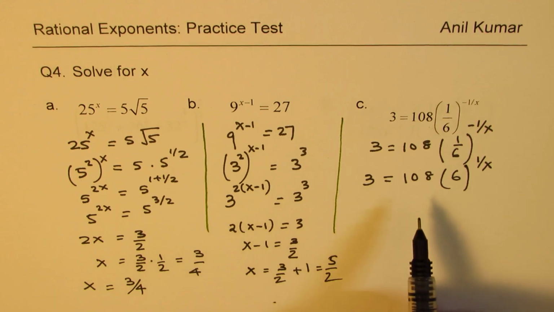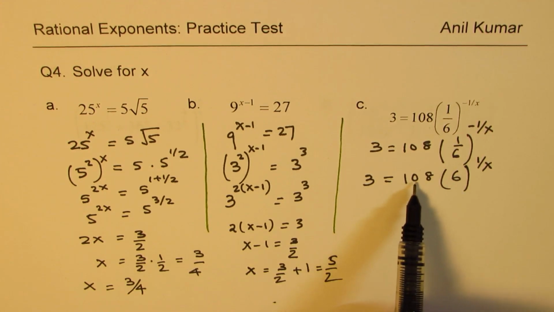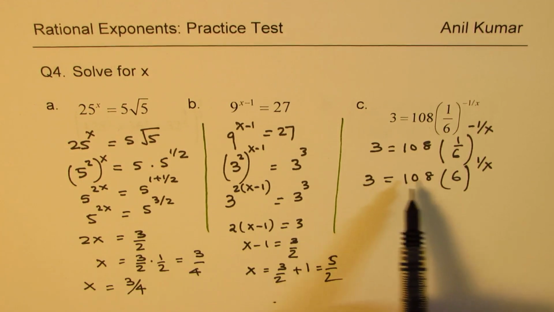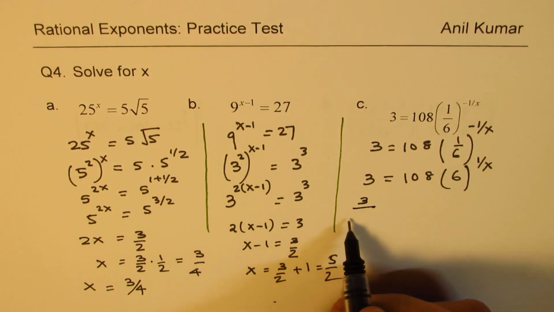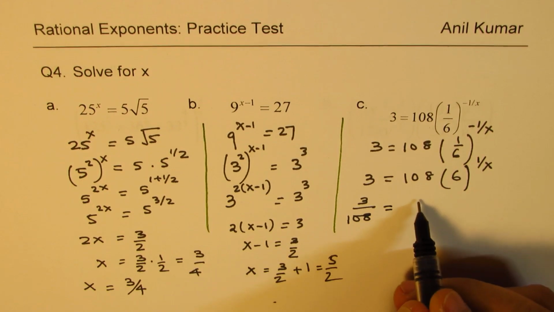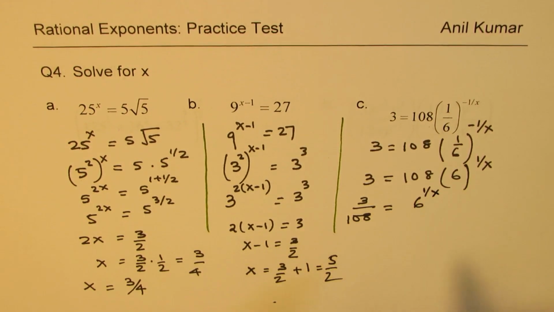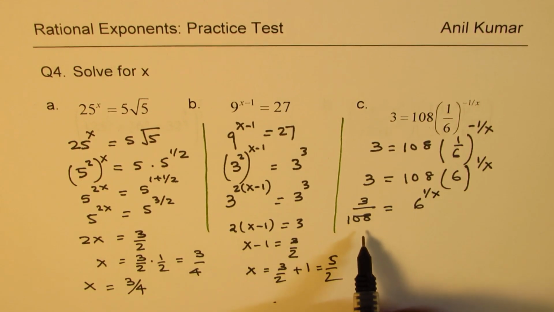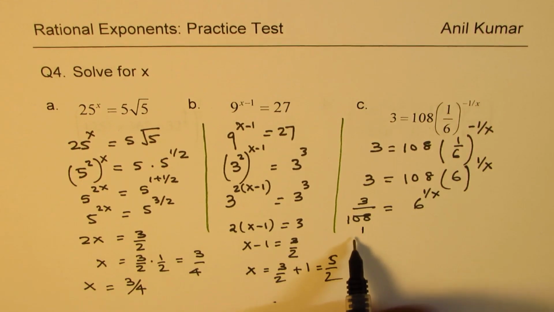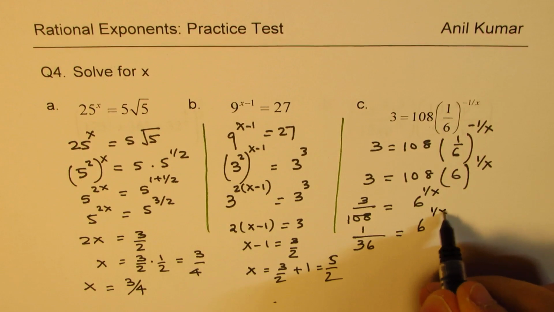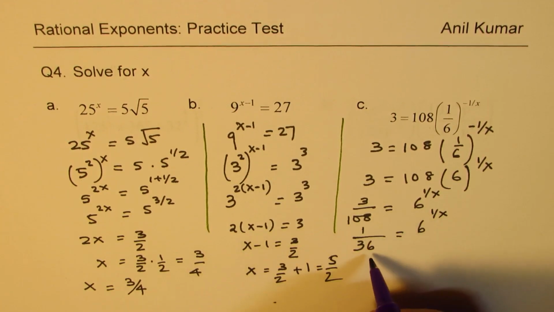Okay. Now what I'm going to do here is divide 3 by 108. So we get 3 over 108, right? And here we get 6 to the power of 1 over x. Now, when you divide this, what do you get? 3 goes 3 times and then 6. You get 36. And we get 6 to the power of 1 over x. Now, what is 36? 36 is 6 squared, right?